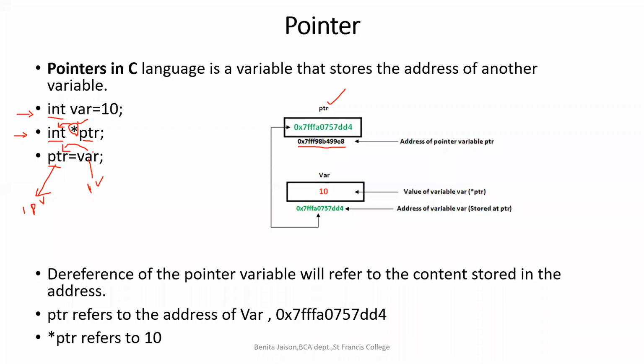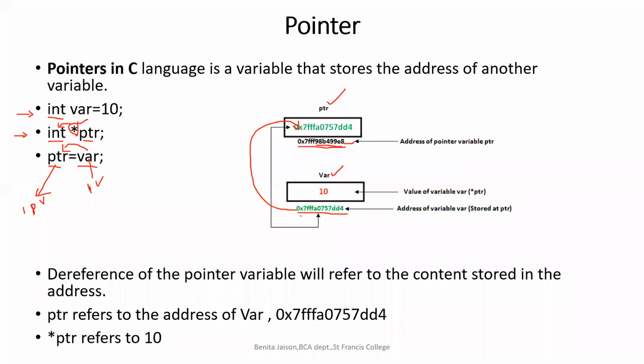When I am assigning an integer variable to an integer pointer variable, listen, what will happen is, it's not the value 10 being assigned to PTR, it will assign the address of VAR. What is the address of VAR? 0x7FFA07. This address will be assigned to the variable called PTR. What is the address of PTR? Address of PTR is 0x98B499E. This is another address. But address of variable VAR is 0x7FFA.